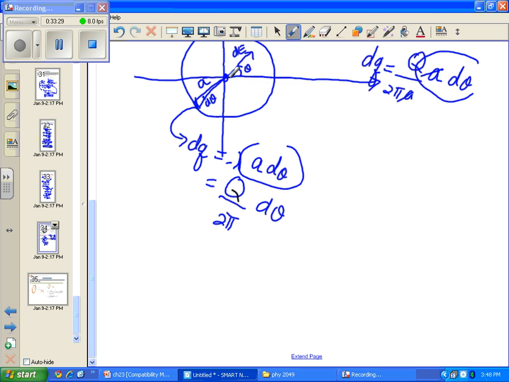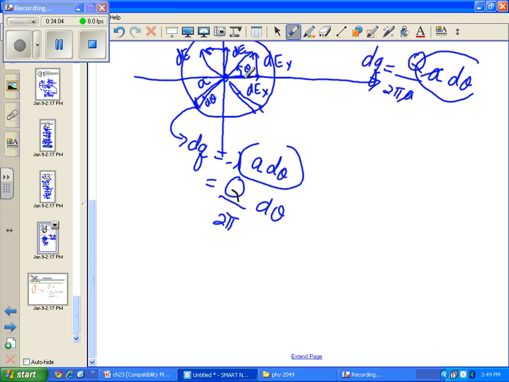If this is theta here, we can see that we've got a dEx and a dEy. Now, here's where I'm going to stop, and I'm going to show you the symmetry of this situation. Suppose that instead we had chosen this to be our dE, our dq. Well, then this would be our d theta right here, and we would have a dE that would point along this direction, having components dEy and dEx.